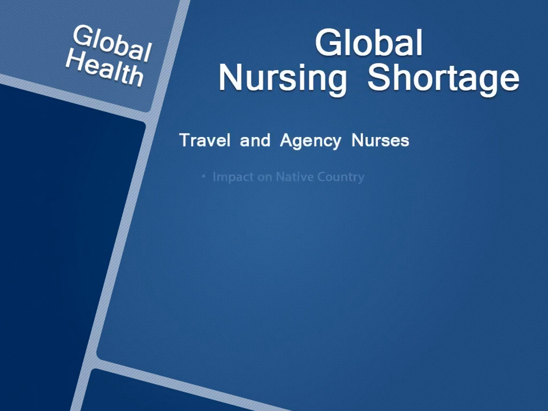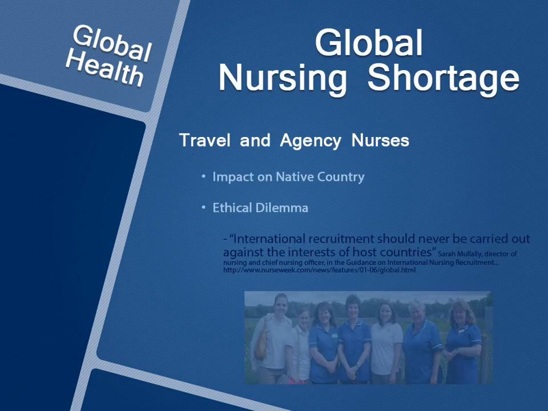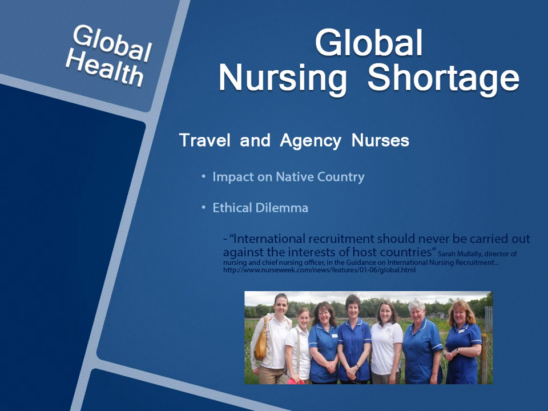A final topic, a bit different from what we have discussed so far, is the global nursing shortage. I just want you to be aware that it exists. There are various parts of the world who have a critical shortage of nurses. One of the issues is that many of the best nurses are leaving their own countries and coming to the U.S. to fill the need here in the U.S., leaving their own countries in dire circumstances. It is an ethical dilemma.